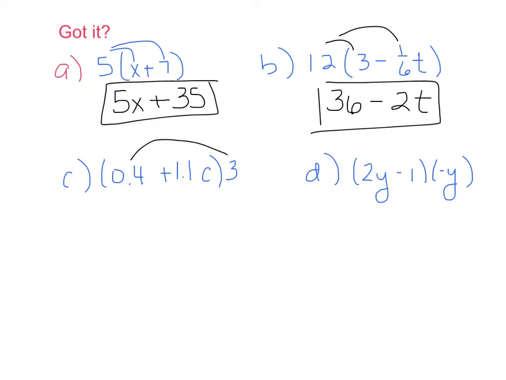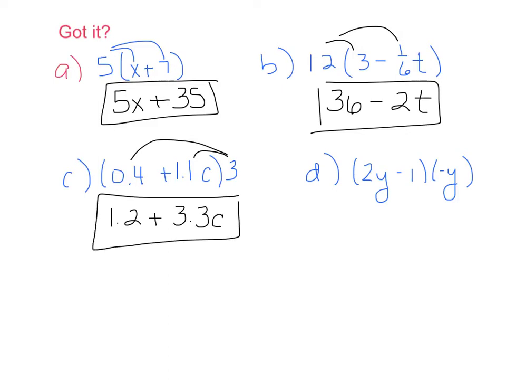3 times 0.4, 3 times 1.1c. 3 times 0.4, well 3 times 4 is 12, so 3 times 0.4 would be 1.2, plus 3 times 1.1c would be 3.3c, and that would be my answer. And remember, just because the 3 is at the end instead of the beginning, you can still distribute. It just means the same thing.